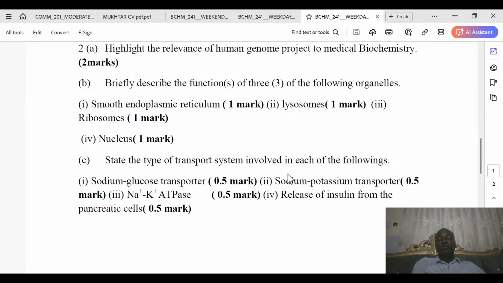Then Roman figure 2. Sorry, Roman figure 4. What is the answer for the type of transport that involves the release of insulin from the pancreatic cells? The release of insulin from the pancreas. What is the answer?